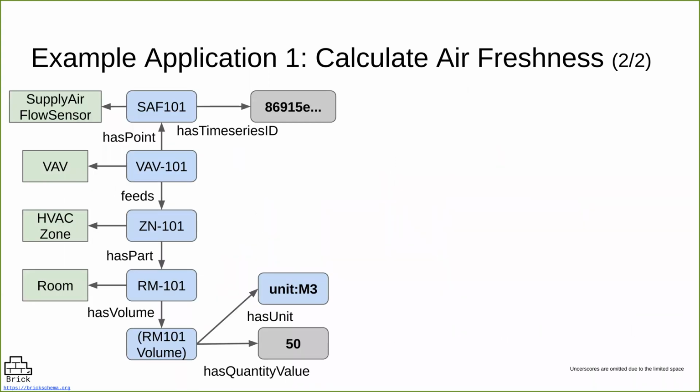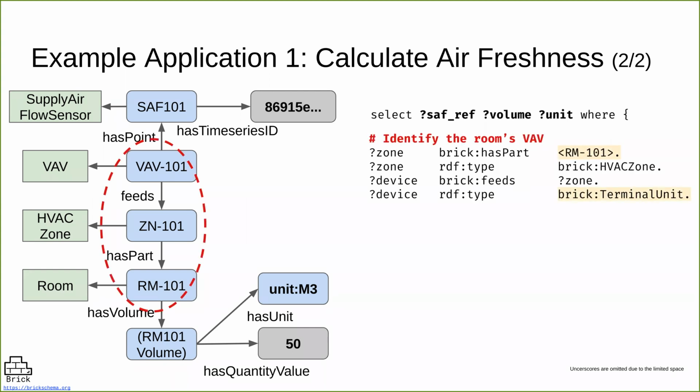We are going to focus on the air circulation rate in this application. So this is the Brick model of a room's VAV. From top to bottom, you can see that the room has a volume property and its associated HVAC zone, which is controlled by a VAV, and the VAV has a supply air flow sensor. Given this model, we are interested in the time series data of the supply air flow sensor and the volume of the room to understand the air change rate of the room.